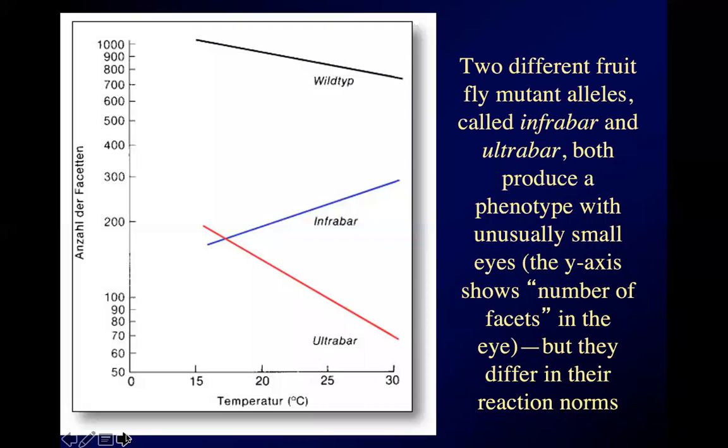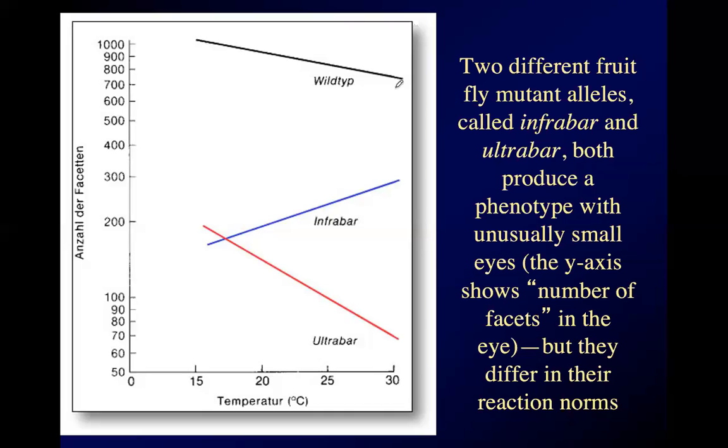This is what I mean by a reaction norm. A reaction norm is a mathematical description of phenotypic plasticity. What's graphed up here is, down on the x-axis, you've got temperature. On the y-axis, on a log scale, you have the number of facets in a fruit fly's eye. So somebody raised a bunch of fruit flies and somebody counted the number of eye facets, probably a grad student.